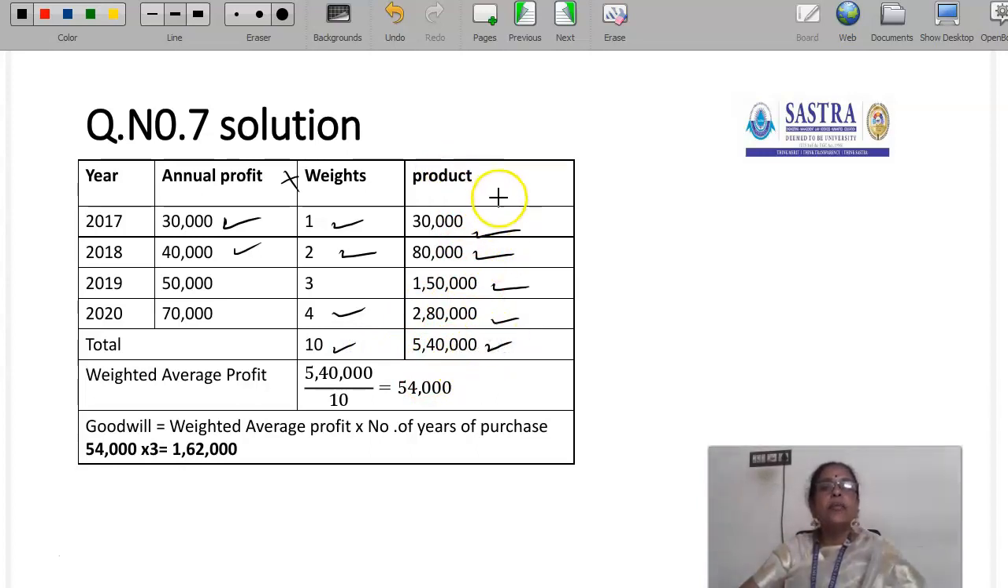The formula is sum of weighted profit divided by sum of weight. Sum of weighted profit is 5,40,000. Sum of weight is 10. So if we divide 5,40,000 by 10, we will get 54,000. This is weighted average profit. So goodwill is weighted average profit into number of years of purchase. The weighted average profit is 54,000. Number of years of purchase is 3. So 1,62,000 is the value of goodwill under the weighted average profit method.